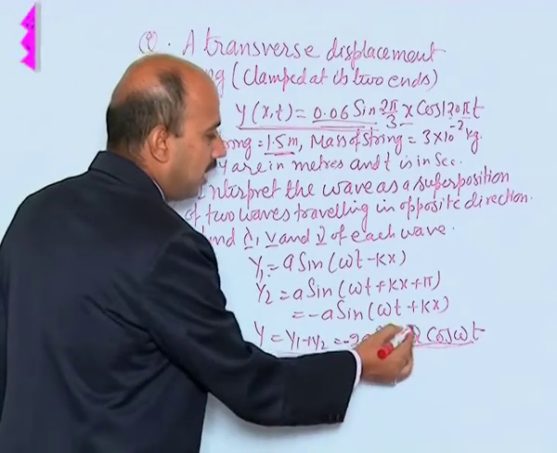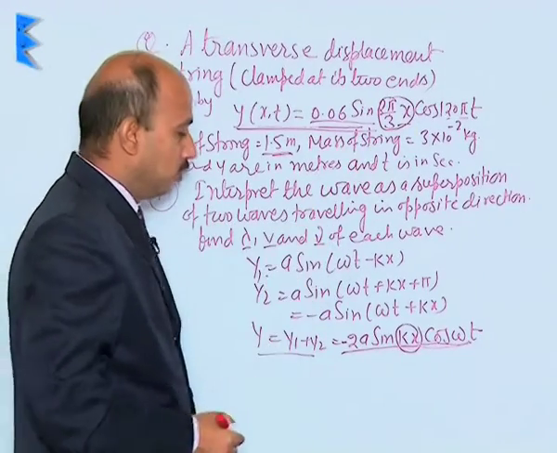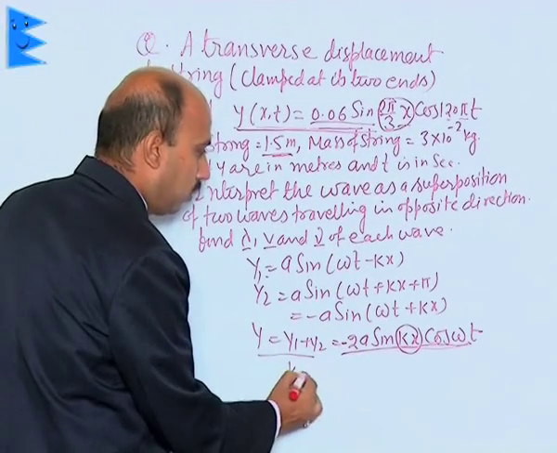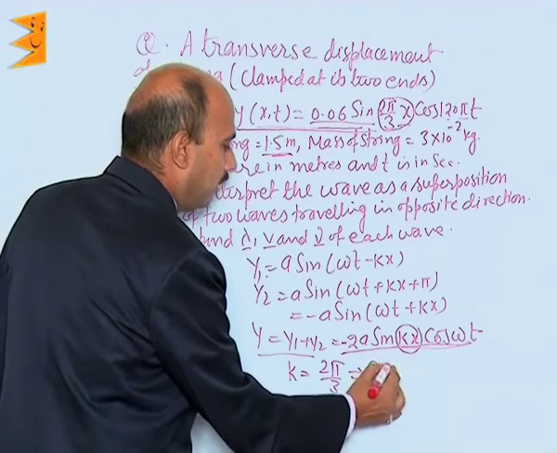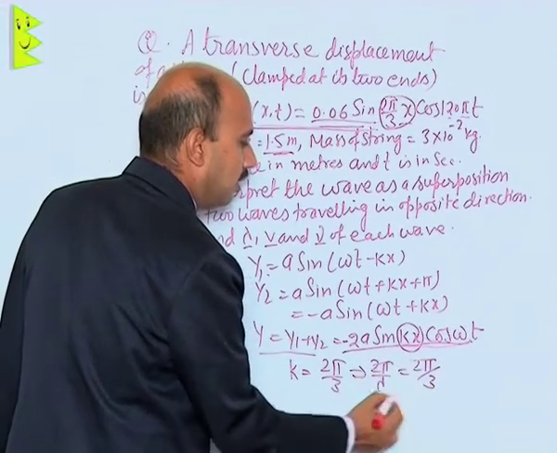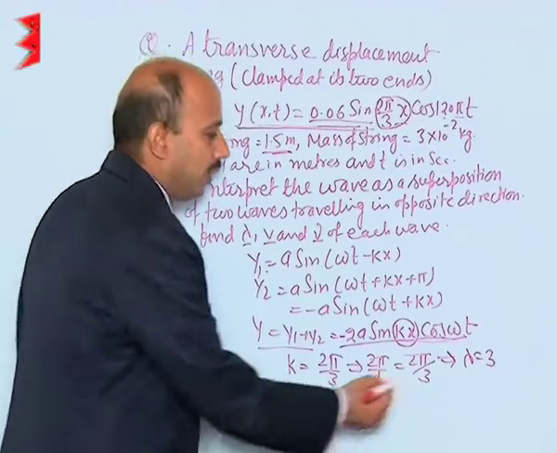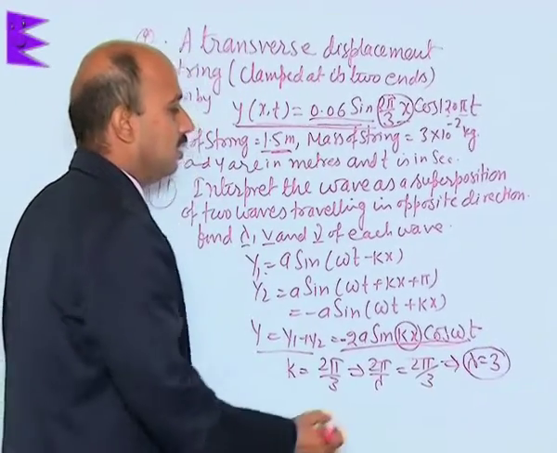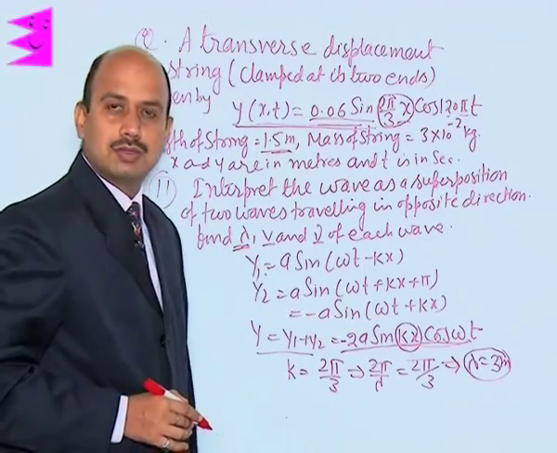So, now this is kx. So, obviously, this is representing kx. So, we can write k = 2π/3, and k we know is 2π/λ, so 2π/λ = 2π/3, π cancels. So, we will be getting λ = 3. So, the wavelength, that is 3 meter, we have obtained.